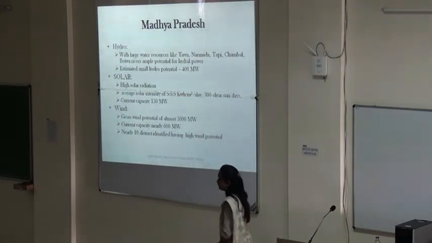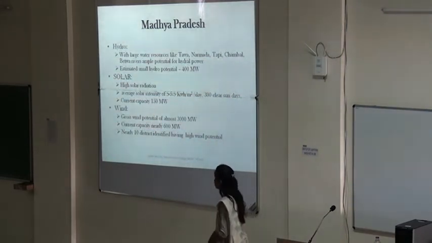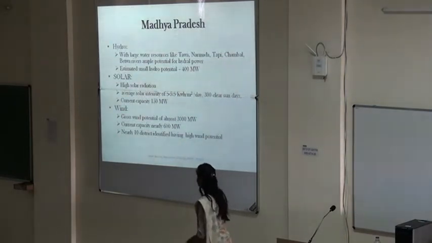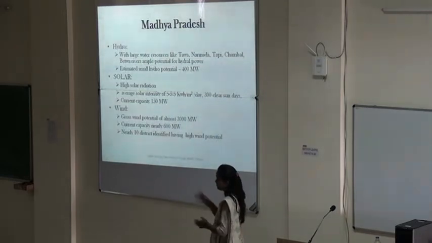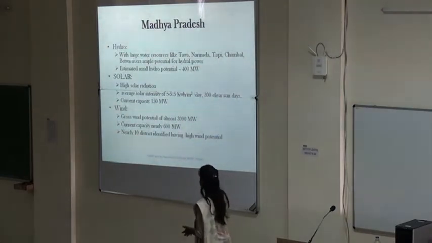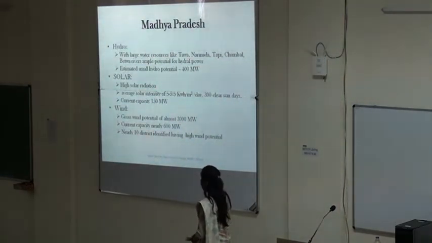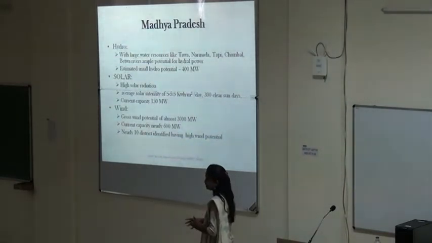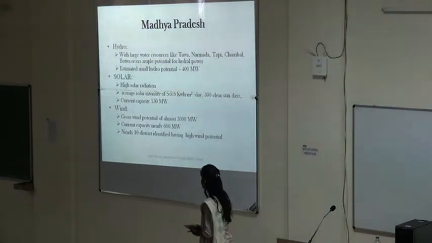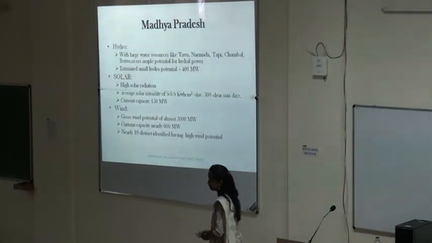Now for solar, we have a centrally located area, so we have high solar radiation, nearly 5 to 5.5 kilowatt hour per meter square per day, received in this area, in Madhya Pradesh, and we have nearly 300 clear sunny days. So solar as an option is also a very good thing. Currently, we have 150 megawatt installation.